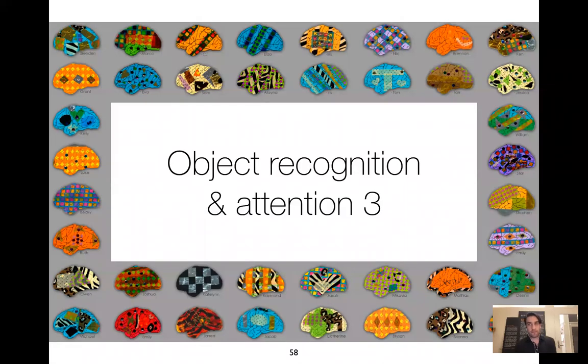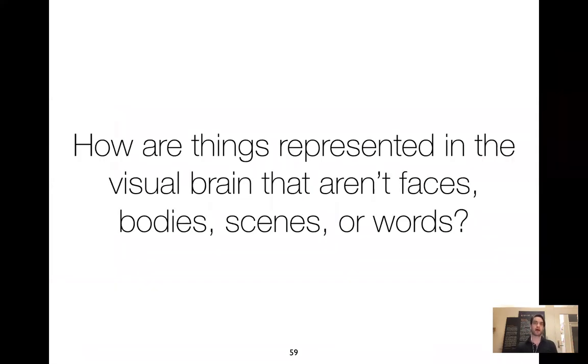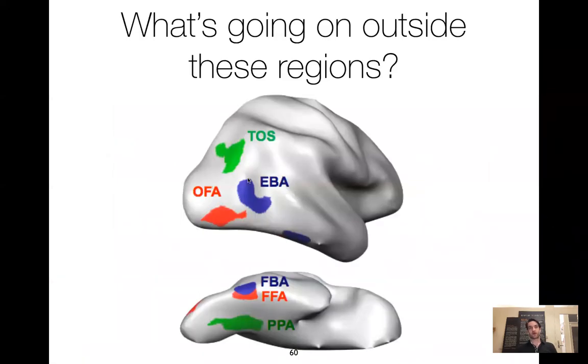All right, so let's wrap up talking about object recognition and vision in the brain with a specific focus on this question about how things are represented in the visual brain that are not faces, bodies, scenes, or words. A simpler way to think about this question is: if all these color-coded regions are responsible for things like faces, bodies, and scenes, what's going on here? This is a part of the visual system. What's going on there?